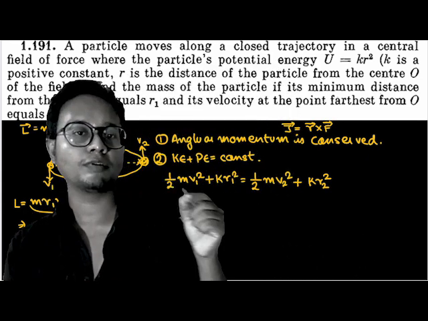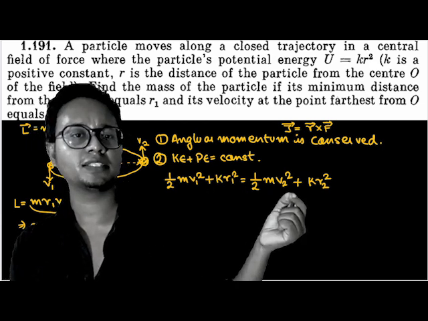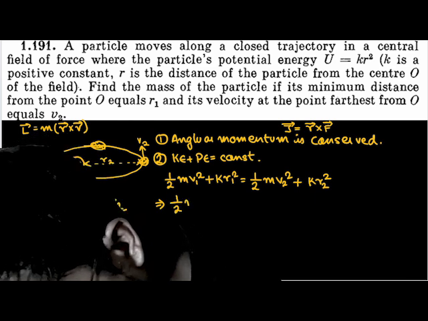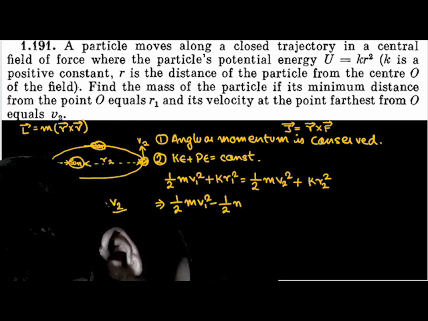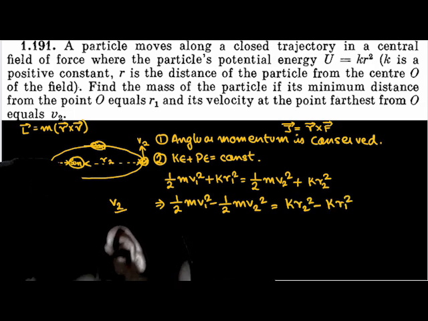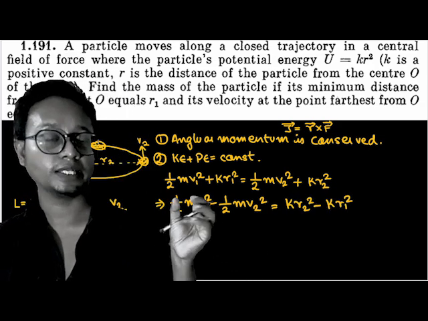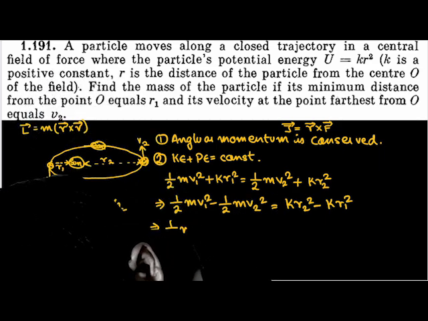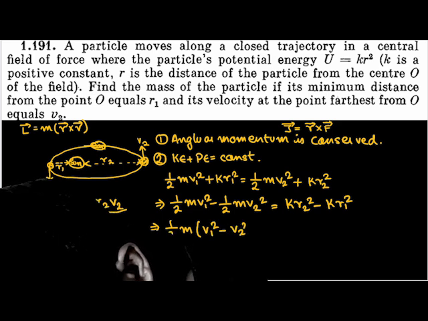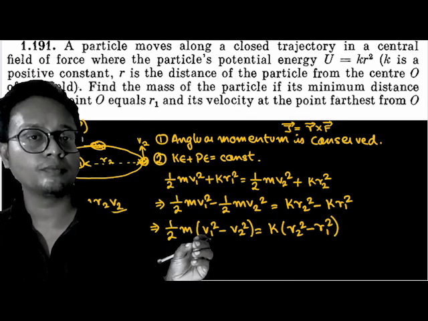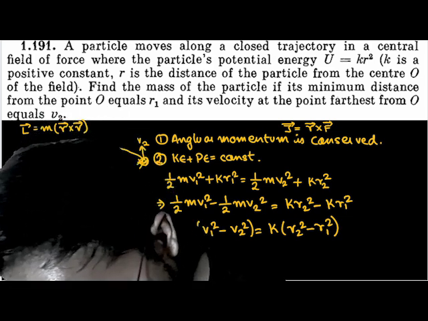Now what do I need to find out from this equation? A mass. So bring this k r1 square to the right. Half m v1 square minus half m v2 square is equal to k r2 square minus k r1 square. If I isolate m on the left hand side and k on the right hand side, I get half m times v1 square minus v2 square is equal to k into r2 square minus r1 square. Now to find the value of m, let us isolate it.